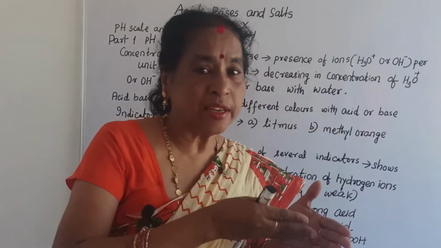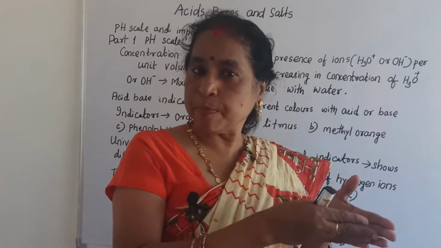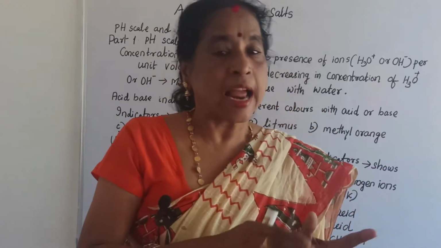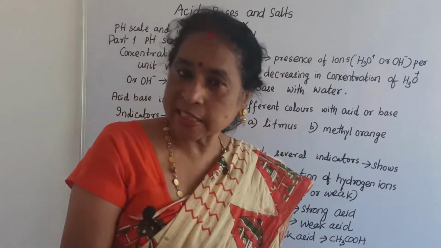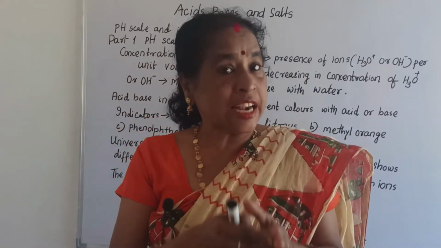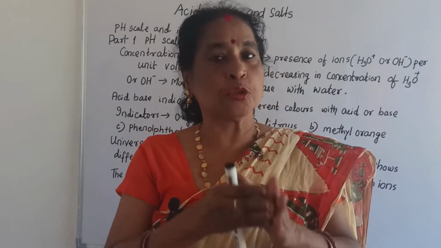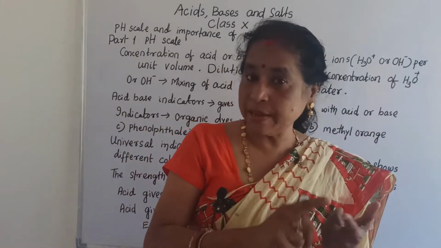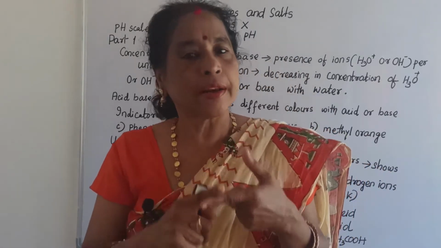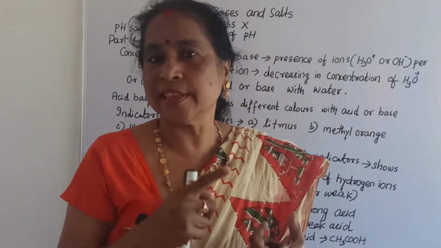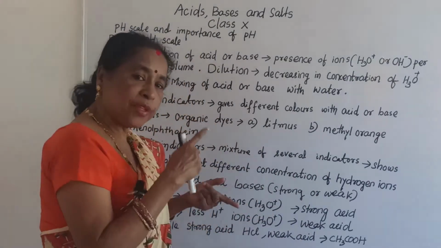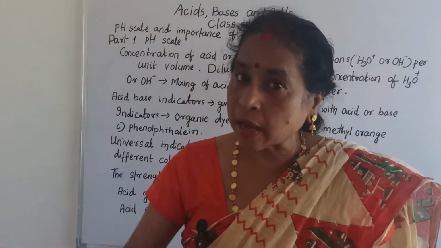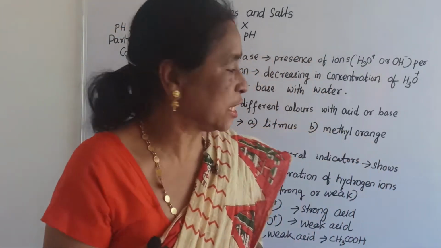That means when we add blue litmus paper to solution and it changes to red, it is an acid. If red litmus paper changes to blue, that is a base. Methyl orange solution, if it changes to red color, sure it is an acid. And phenolphthalein, if changes to pink color, then it is a base.